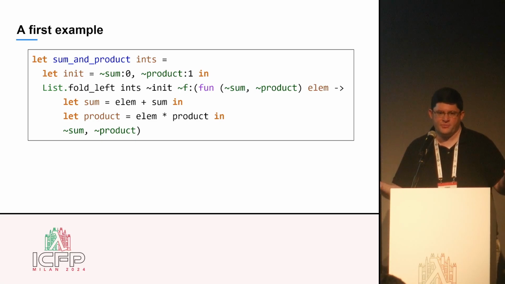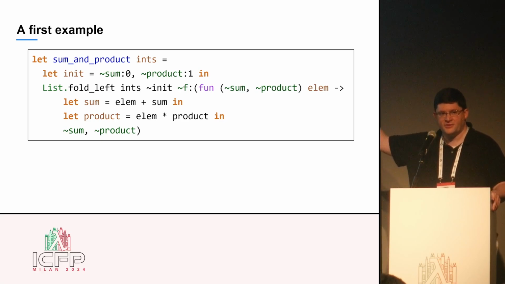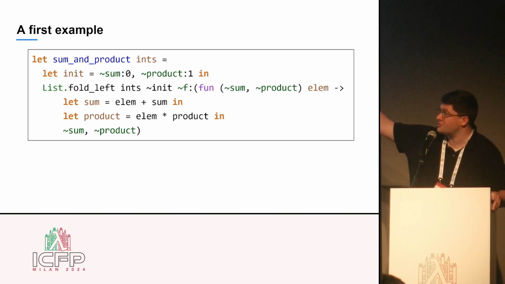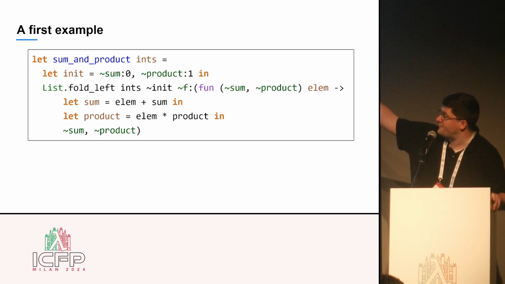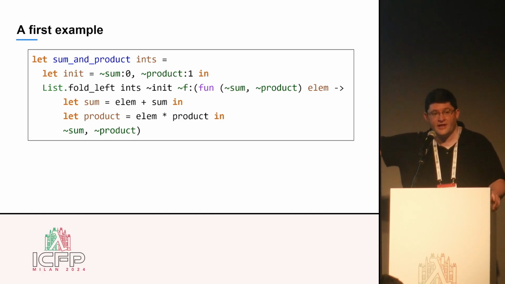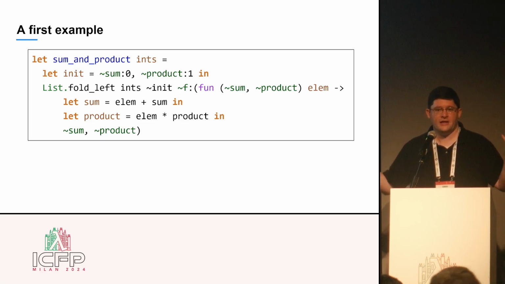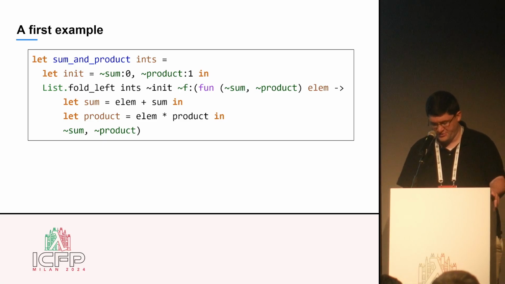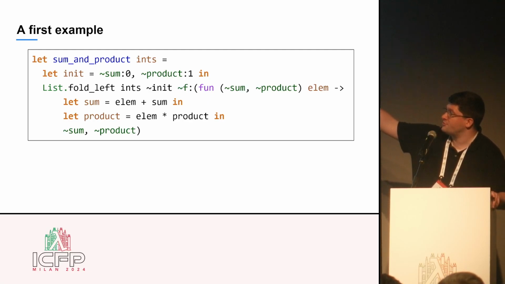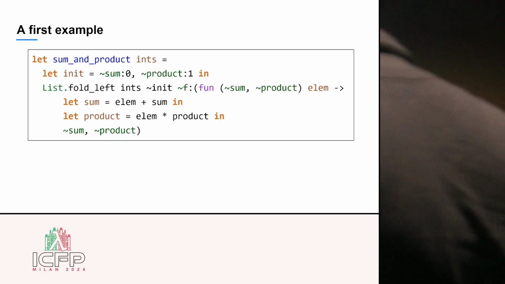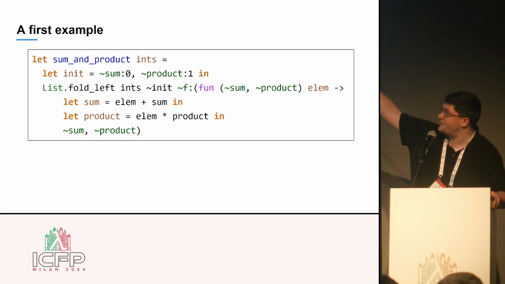The point is to help you avoid errors, right? If you accidentally mixed up the order of the sum and product in the initial value relative to the folding function, you would get a static error. And similarly, if you mixed up the value of the arguments to the function in the tuple relative to the value you're returning, you would get a static error. So it just helps you keep track of which values are which in your program. So this example shows labeled tuple expressions in the initial value and the return of the function, and labeled tuple patterns in the argument of the function.